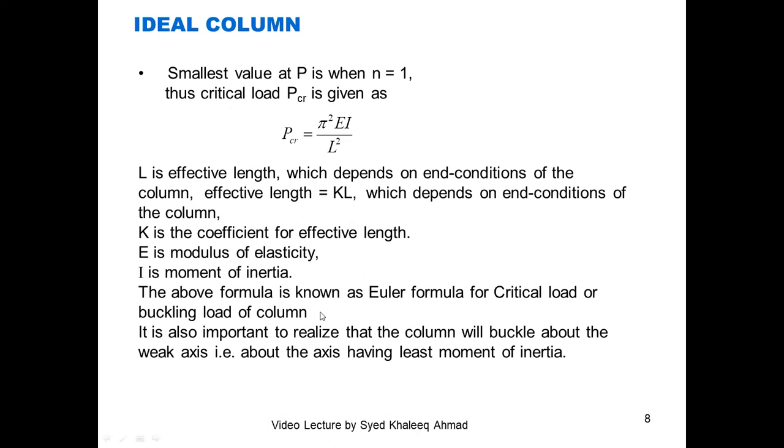Now there is another important point to be noted: it is also important to realize that a column will buckle about the weak axis. That means about the axis having the least moment of inertia. So we have to find the moment of inertia about both axes, about the x-axis as well as about the y-axis, and buckling will take place about the axis which has the least moment of inertia. We will be discussing that when we solve problems of critical load.